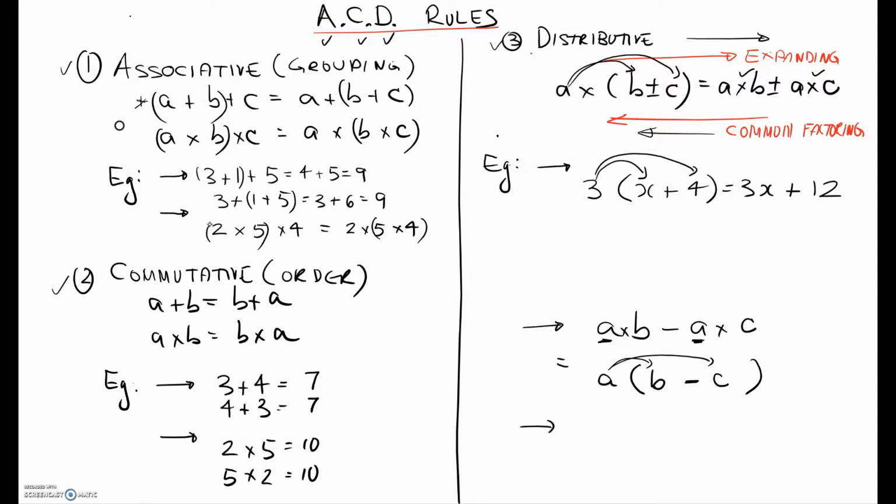Let's do another example here. If I have 3x minus 12, I hope you can see that 12 is actually the same as 3 times 4. So I could factor a 3 out, and I'm left with x minus 4. Because 3 times x gives me 3x, and 3 times 4 gives me 12. So those are the basis of the A.C.D, or associative, commutative, and distributive rules. And that will make life a little bit easier for us as we move forward.